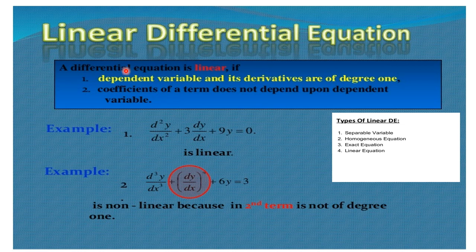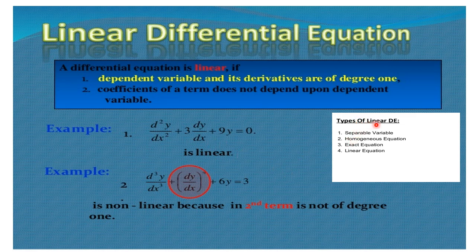A differential equation will be linear if the dependent variable and its derivative are of degree 1 and the coefficient of the term does not depend upon the dependent variable. So this is all about linear and non-linear differential equations.